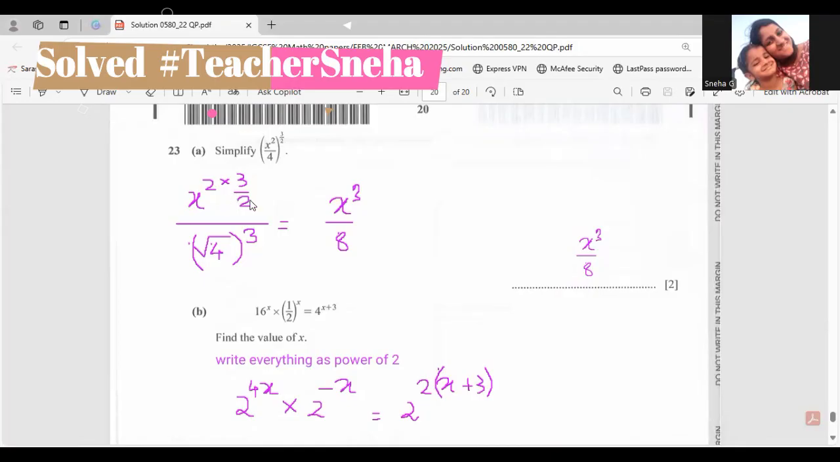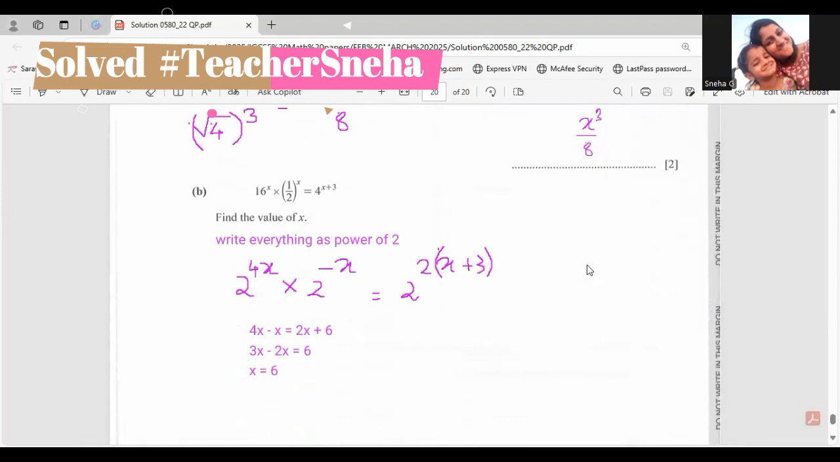On simplifying, you will cancel this 2 and 2. So it is x^3. Square root of 4 is 2 and 2 to the power 3 is 8. So the final answer here is x^3 divided by 8.